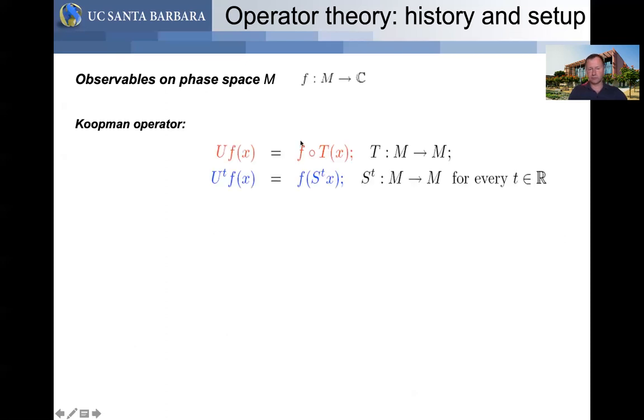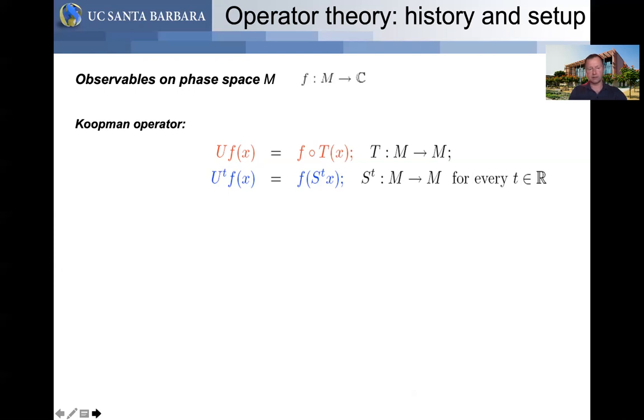The Koopman operator is the composition operator. For an observable F, it's a composition of F with the map T, where T is a mapping from state space M to M, or in continuous time case, if we have a flow of a vector field denoted by S^t, then U^t F is F of S^t x, where x labels a point in M. And that's true for every t element of R. So here, if the system is invertible, actually we end up having a group of operators U^t instead of a single operator.